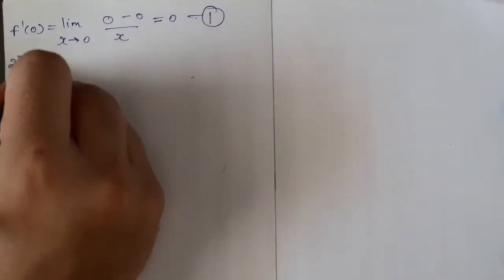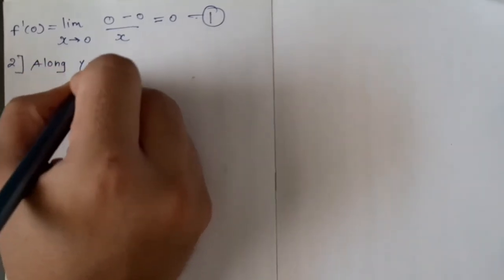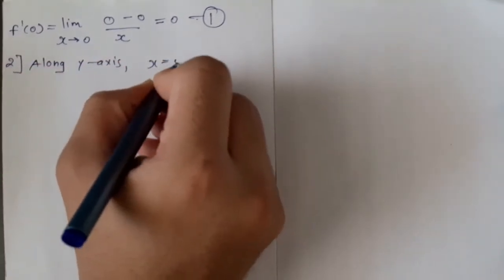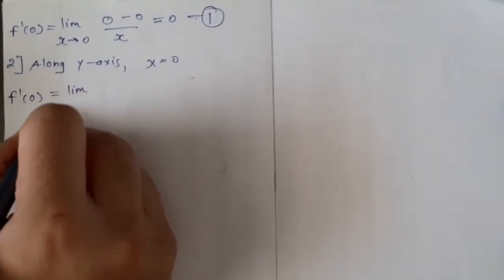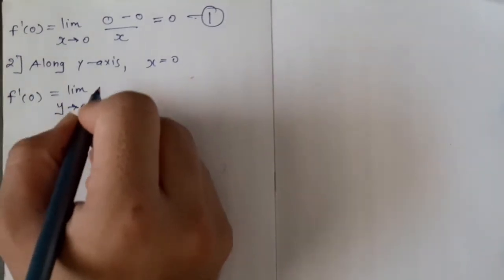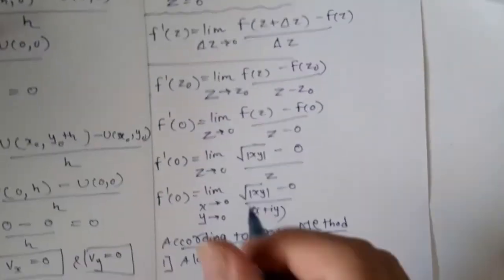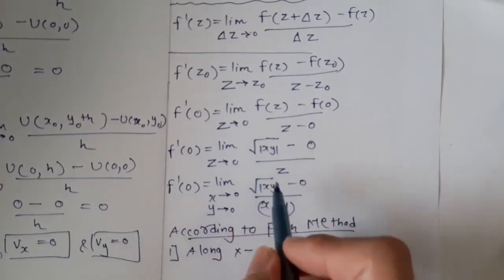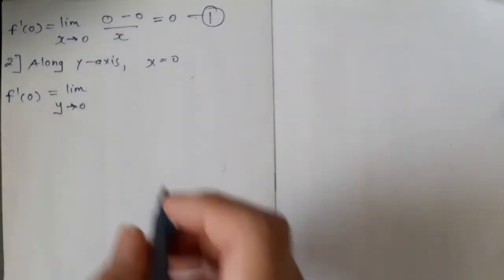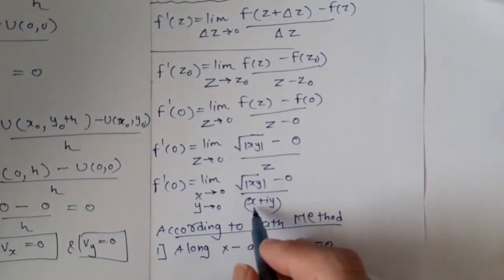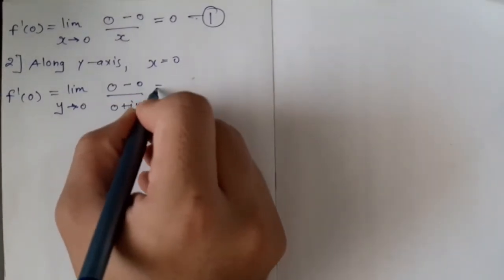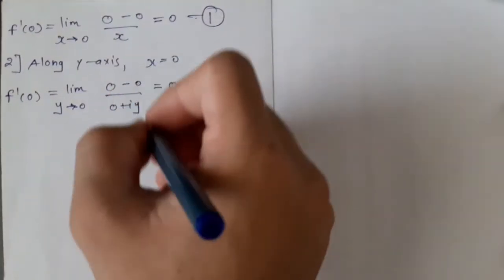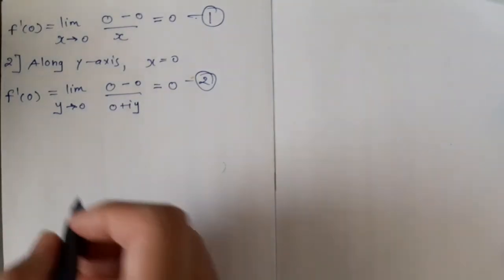Now we will see along y-axis. Along y-axis x is 0. So we will write f dash of 0 is equal to limit y tends to 0. Now when x is 0, we will get 0 minus 0 divided by, here we have to write x equal to 0, so 0 plus i into y. So it is again 0. Now as these two equations are the same, we have to check the third.